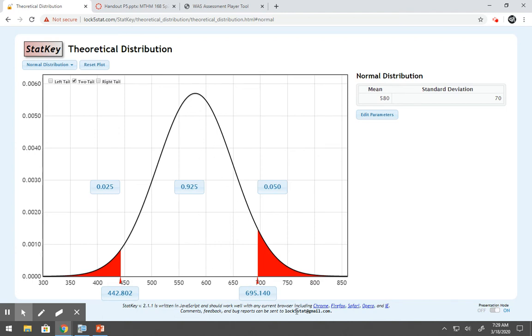When we talk about a p-score, we mean red area. When we talk about an endpoint, we mean numbers at the bottom of the x-axis.